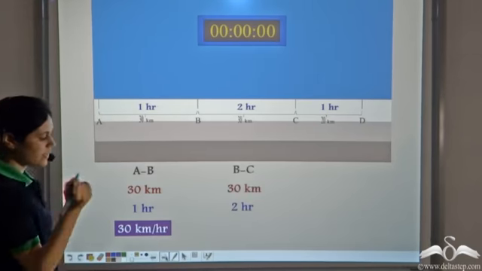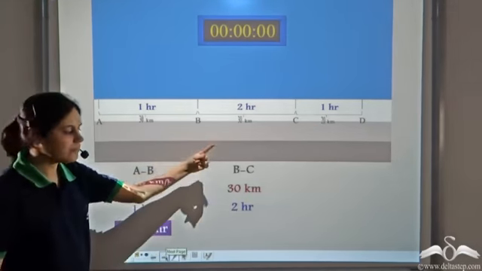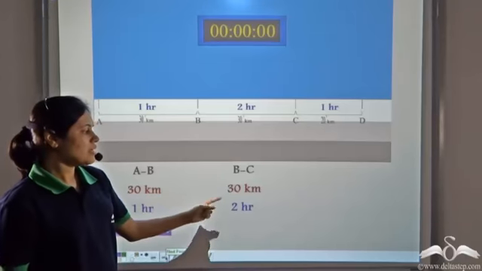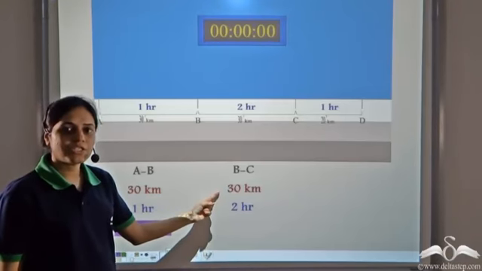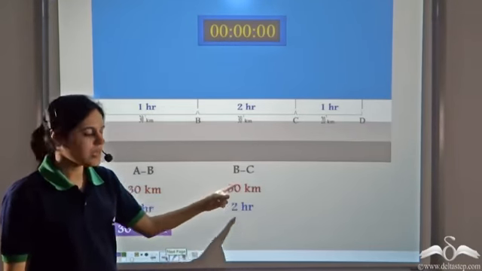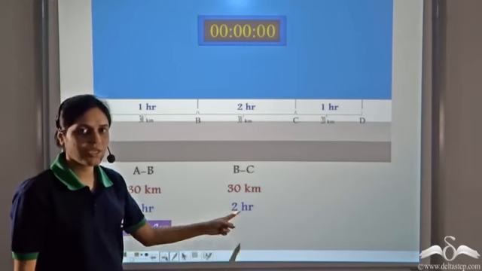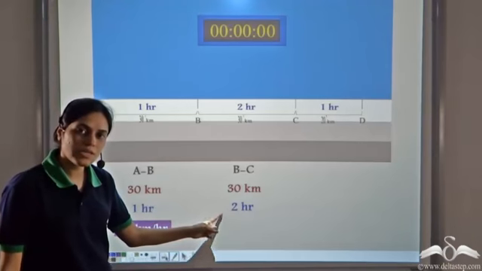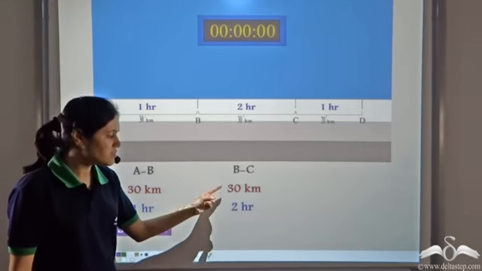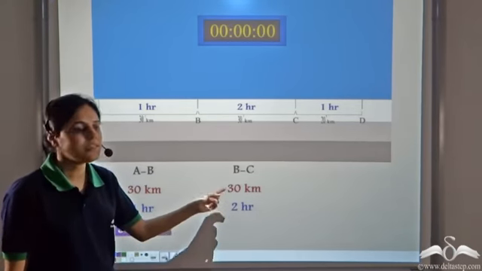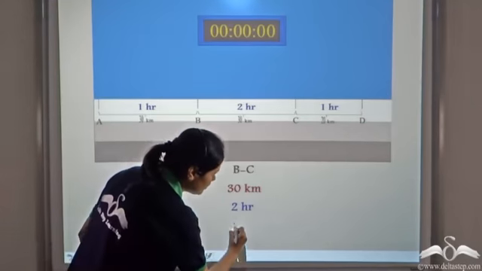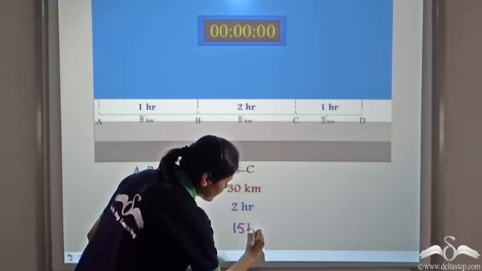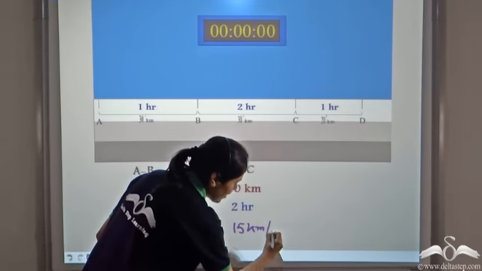Now what about the speed of Jerry in B to C? In B to C, Jerry covered a distance of 30 kilometers and the time taken by Jerry was 2 hours. So he covered 30 kilometers in 2 hours. So what is his speed? Speed is 30 by 2, that is 15 kilometers per hour.